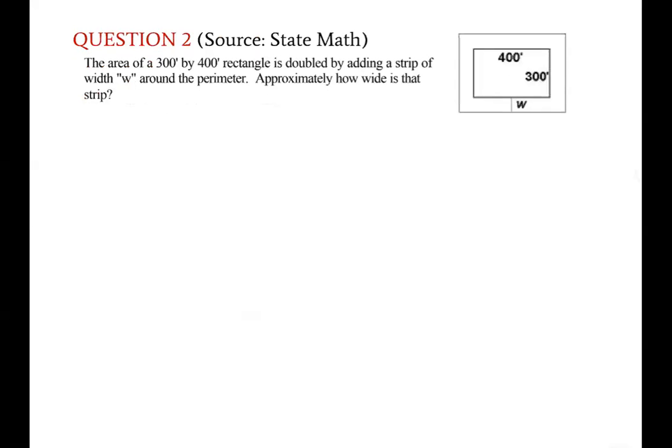Question 2, we are given 2 rectangles, and we know that the bigger rectangle's area is twice the smaller rectangle's. So we can write this out as an equation. We know that 400 times 300 times 2 is the area of the outer rectangle.